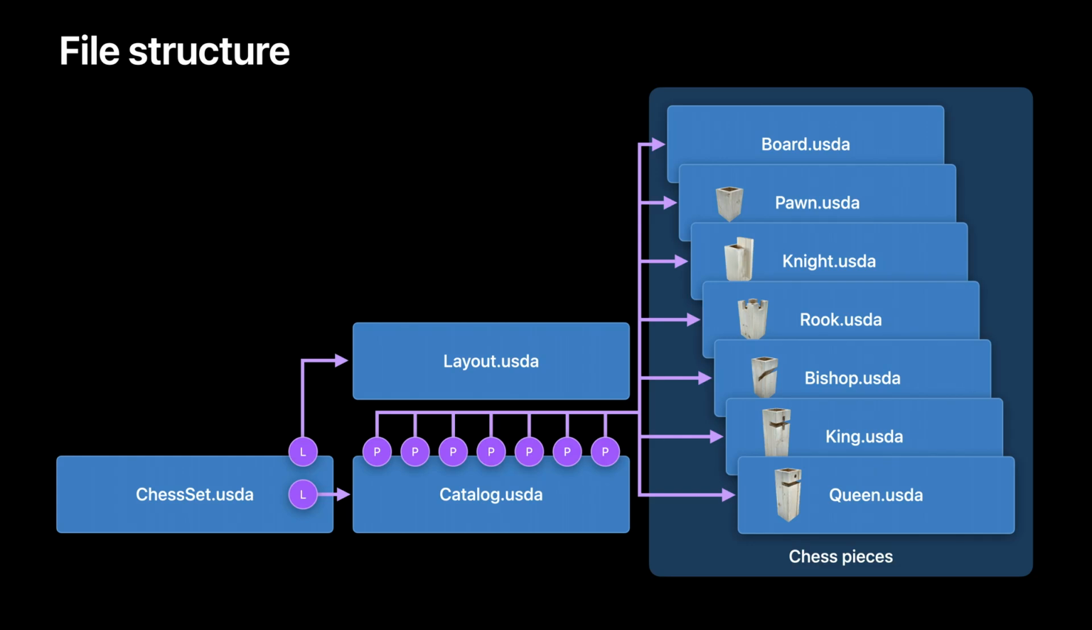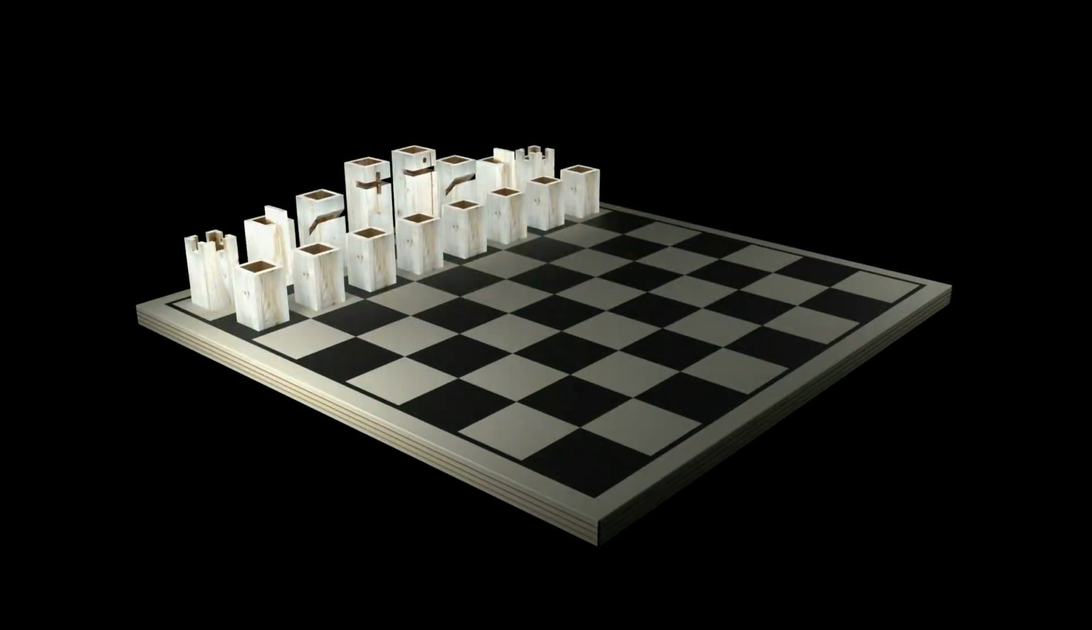We have half of our chess set built. We use layers to bring in our assets with the catalog layer, and use the overrides to place them on the board with the layout layer. All that is left is setting up the pieces for the opponent's side. One thing to note is that our opponent's pieces are a different color.